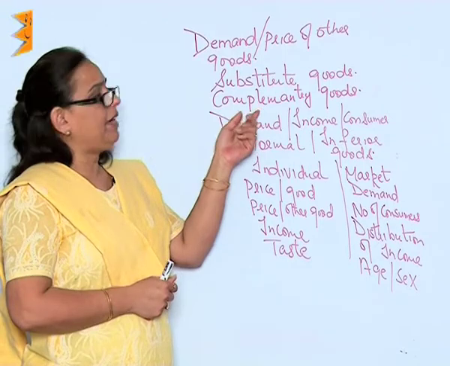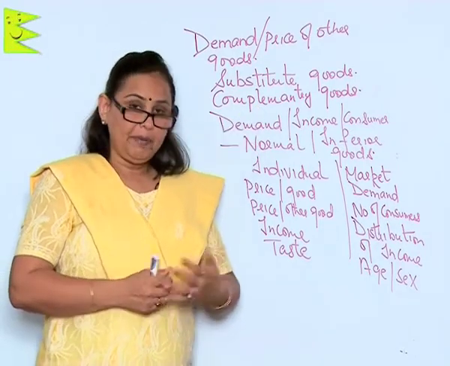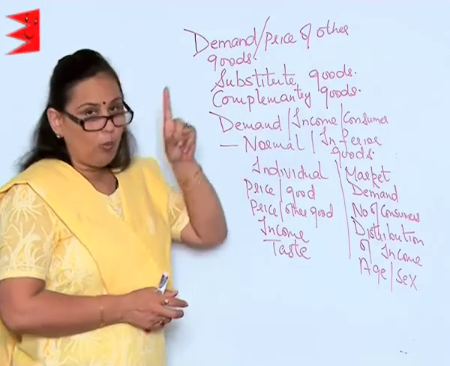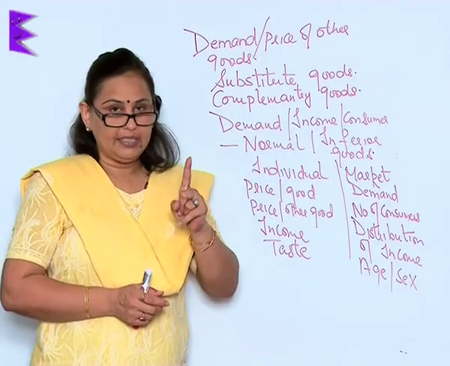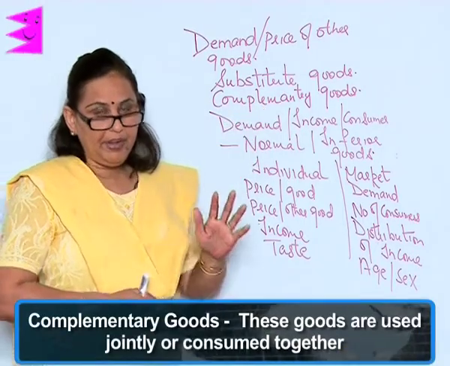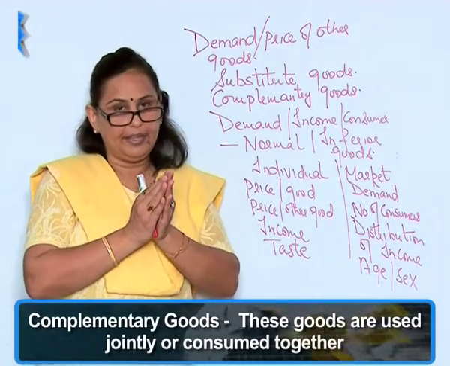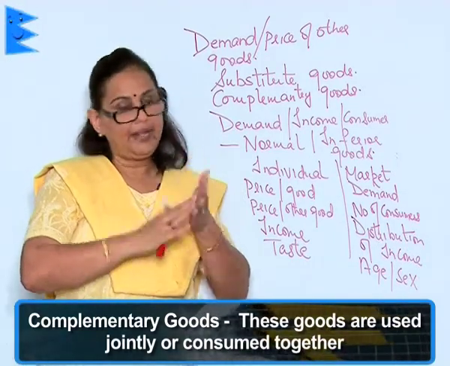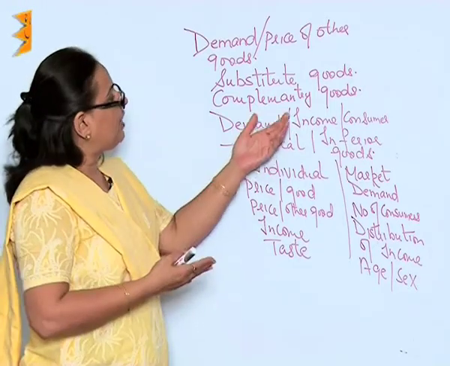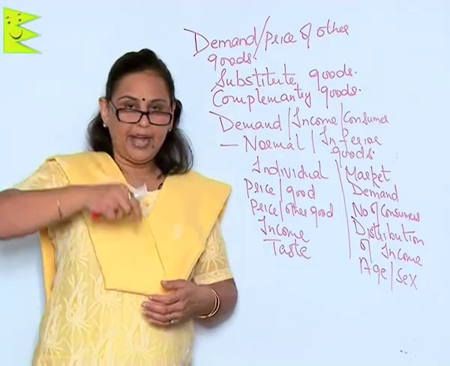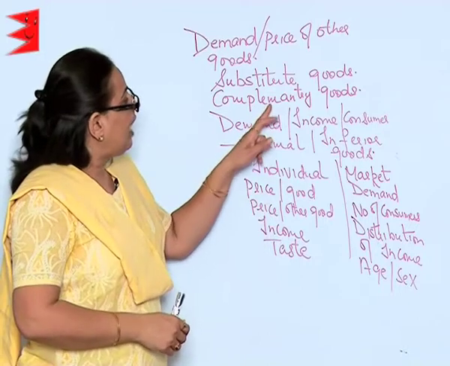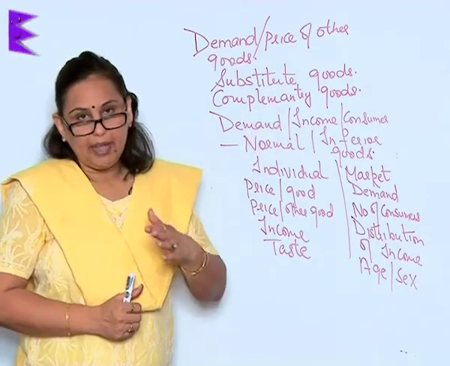But there are complementary goods also. Complementary goods are those where, when the price of one good increases, it affects the demand of the other good. Complementary goods are those which we use together. For example, bread and butter, car and petrol. And if I talk of car and petrol, supposing the price of petrol rises very steeply, then the cars running on the roads will become less.